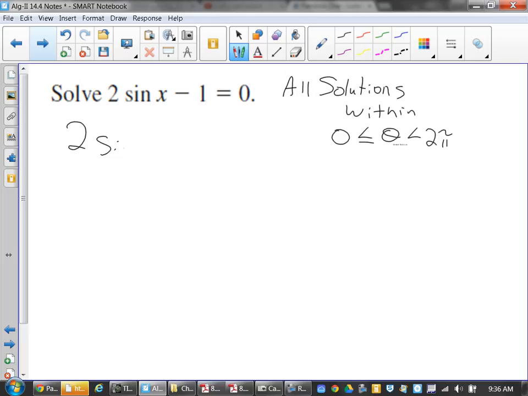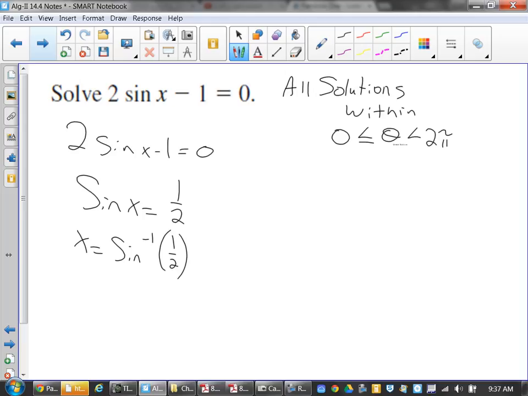So here's what we have: 2 sine of x minus 1 equals 0. You've got to solve for x. What do you do? Add 1, and then divide by 2. So I have the sine value of x is 1/2. Then I inverse it. Exactly. And now x is going to equal the inverse sine value of 1/2. What we're doing is working our way into what something looked like in section 13.4.